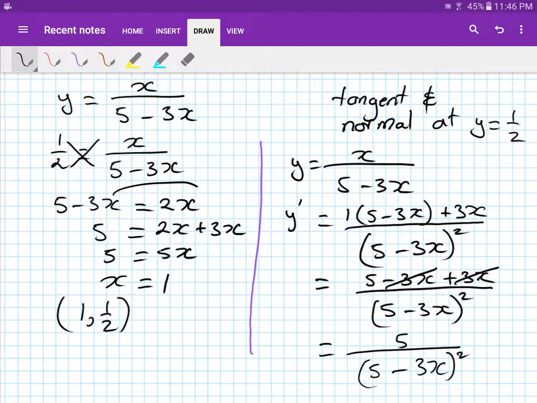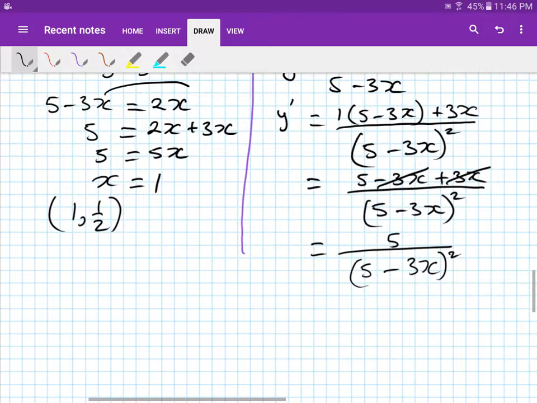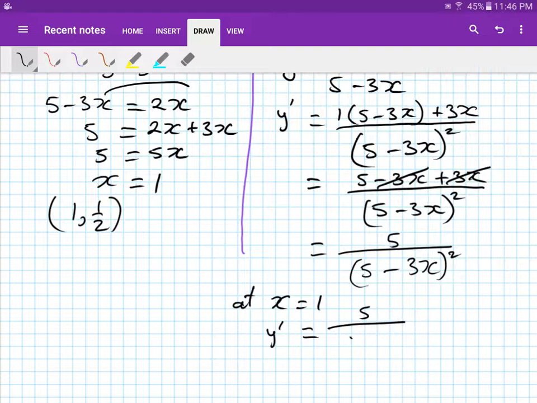Now this is the gradient of the curve. So now we want the gradient at the point 1 and a half. I just write here at x equals 1. So y dash equals, substituting into the gradient function, 5 over 5 minus 1 times 3, which is 3, all squared. That gives me 5 over 4, because 5 minus 3 is 2, and 2 squared is 4. So the gradient is 5 over 4.